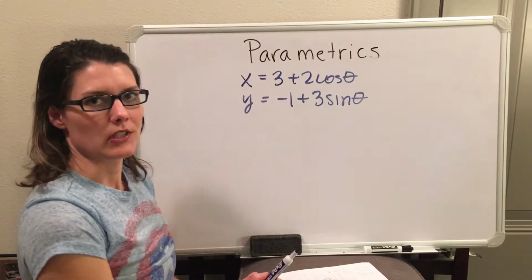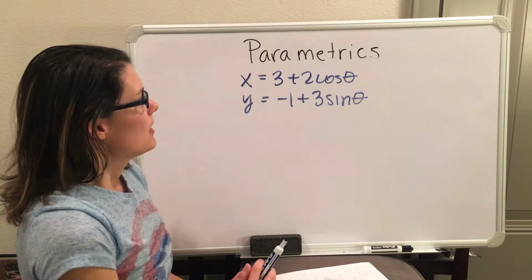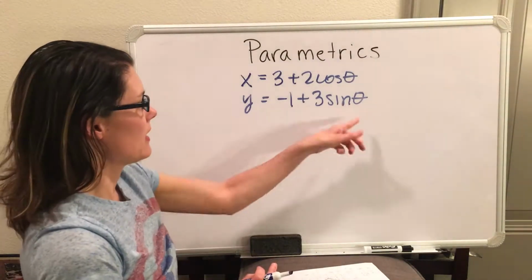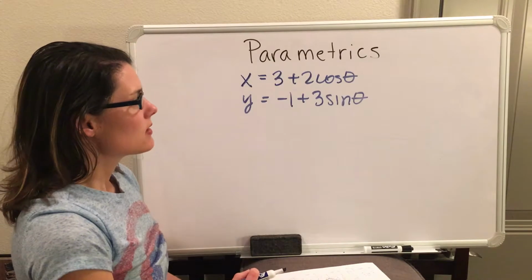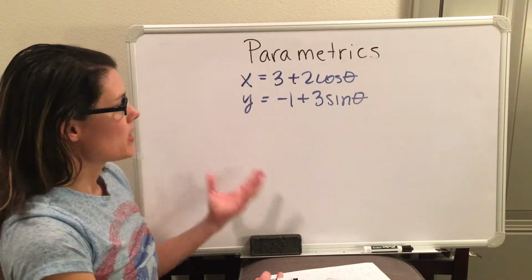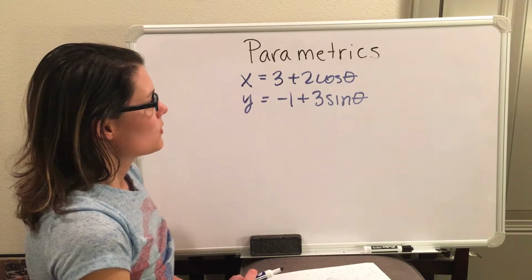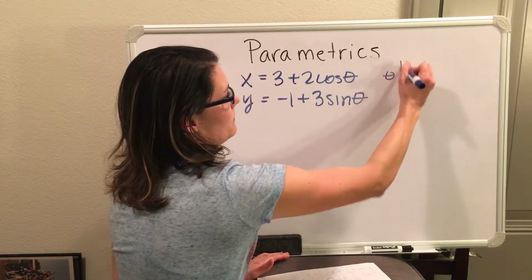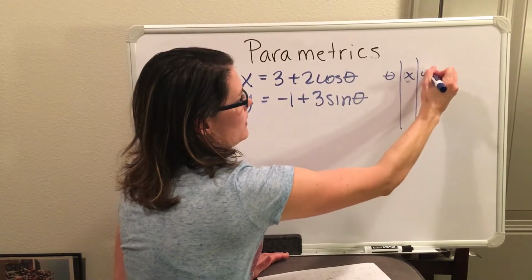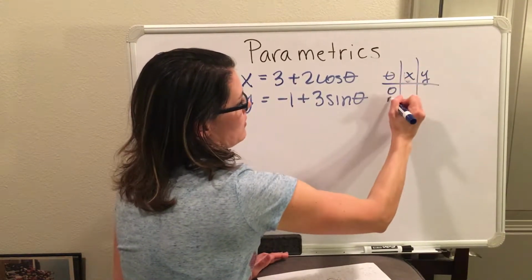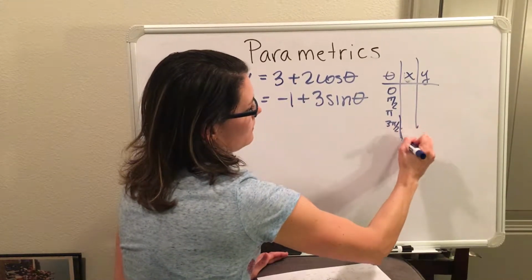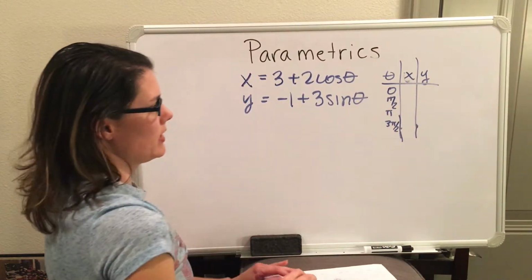Parametrics also have a relationship to conics. And in this case, you can make your table with theta, x, and y, but what you'll end up realizing is that this is a pretty common conic. And if you make your table, you can just stick with your quadrantals. And you can see what you end up with.